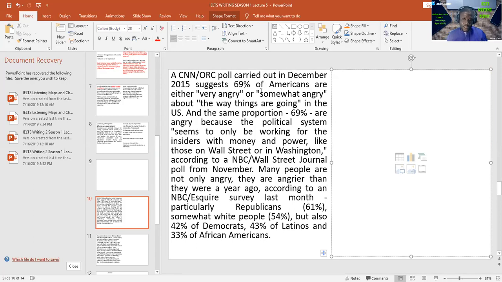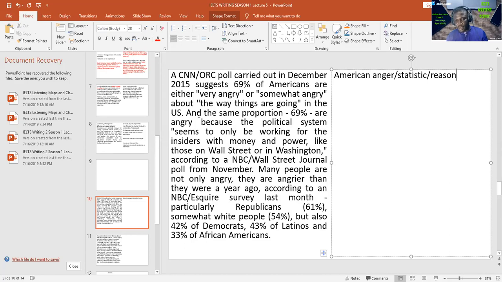Okay, what is the main idea about this? I will say there are two things it's promoting here. It's talking about Americans' anger, giving us the statistics of their anger and the reason for their anger. Look at it: in December it suggests that 69% of Americans are angry about the way things are going.